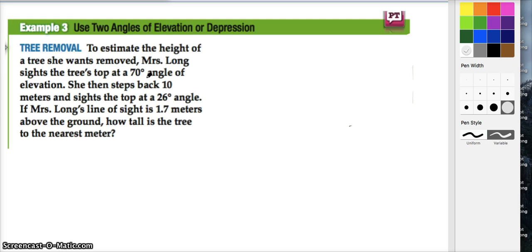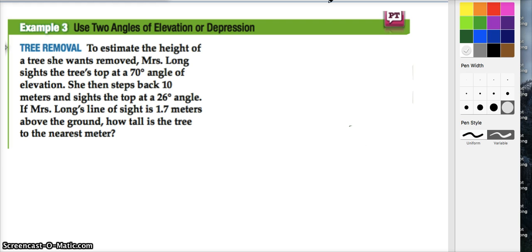The angle that she needs to tilt her head to look to the top of the tree is 70 degrees. And then if she takes a few steps back to about 10 meters, her angle of sight becomes 26 degrees. Her height is 1.7 meters above the ground. How tall is the tree?